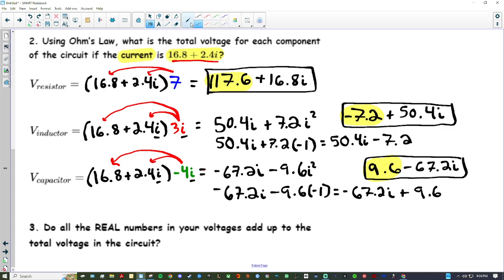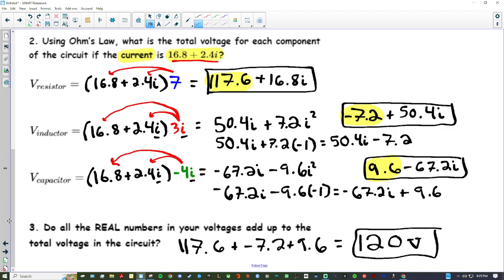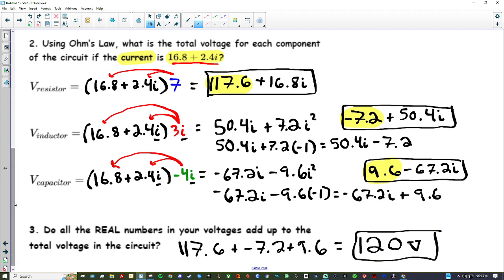So let's double check. We have 117.6 plus -7.2 plus 9.6. When we put this in the calculator, 117.6 plus -7.2 plus 9.6 gives us a total of 120 volts on the dot. So that means our problem is all done. Okay, let's try another one.